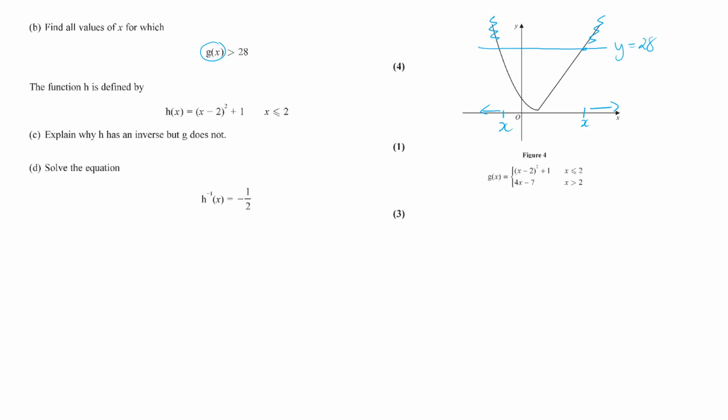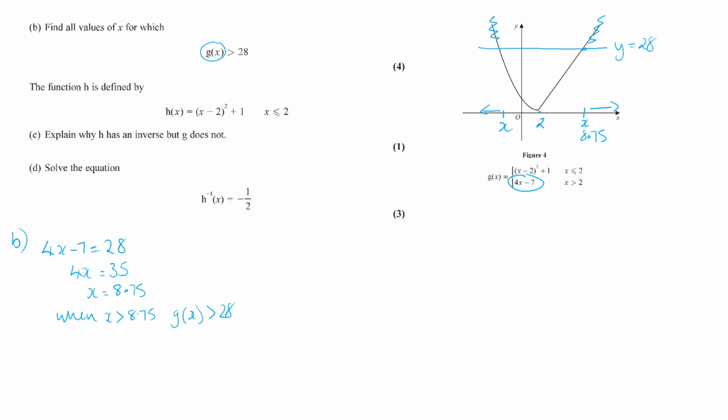So when x is bigger than 2, we're using this function. So where does 4x minus 7 equal 28? When 4x is equal to 35, so x will equal 8.75. So that is the point 8.75. So when x is bigger than 8.75, g of x is bigger than 28. Let's do the other one.